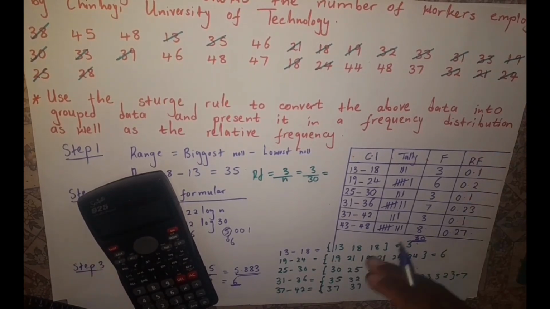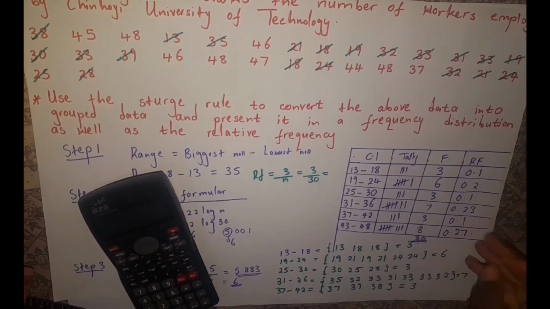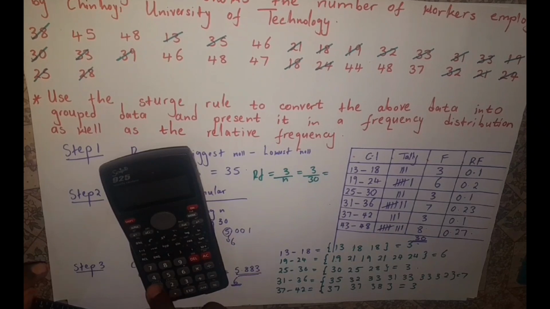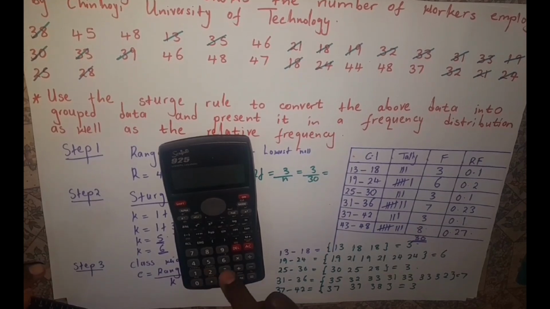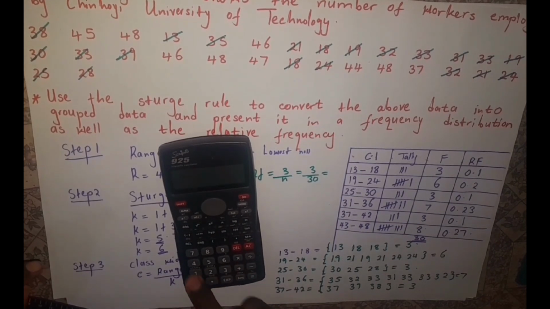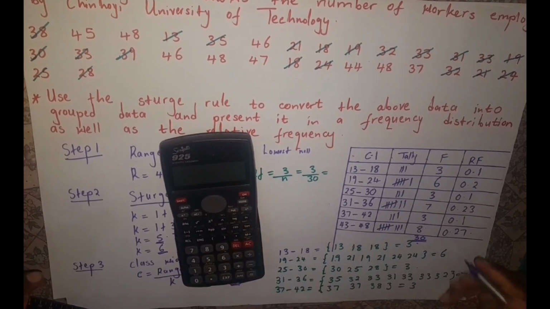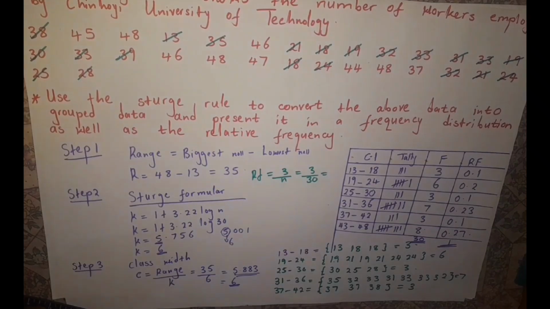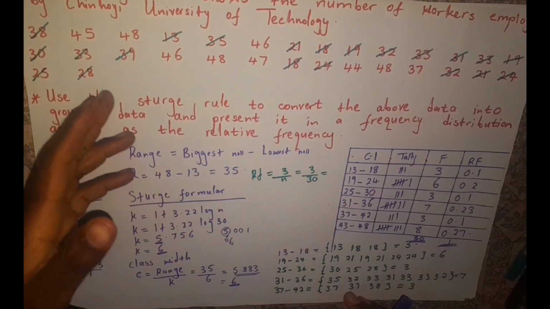If you want to confirm that the relative frequency is correct, we have to add all these relative frequency values. They must be equal to 1. So if we add 0.1 plus 0.2 plus 0.1 plus 0.23 plus 0.1 plus 0.27, the answer is 1. So it must be equal to 1 if the answer is correct. So this is how you draw the frequency table using the tally as well as the relative frequency.